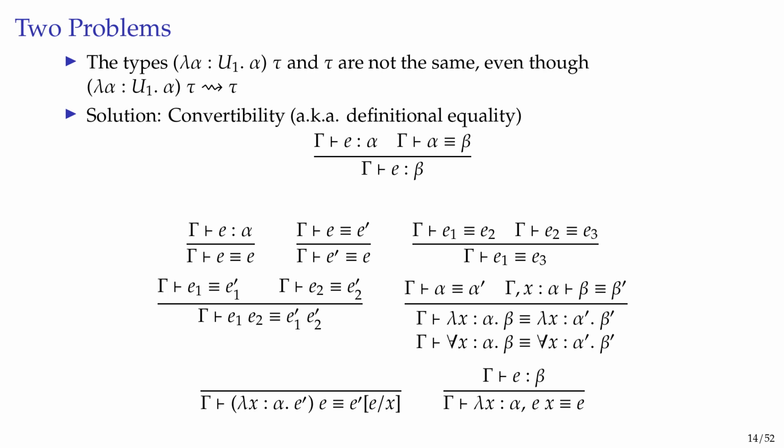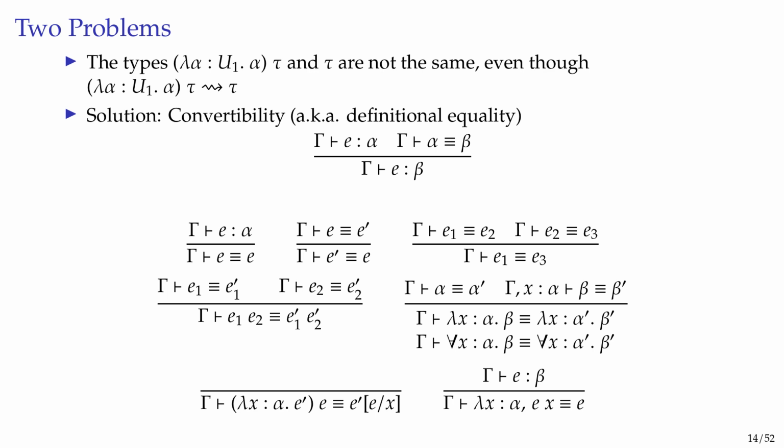So we want a term to be related to itself. We want it to be an equivalence relation. We want it to be a congruence, so it factors through all the operations. And then here we have two interesting rules. This one is called the beta rule. It says that we can apply a lambda to an argument and then it substitutes into it. And this one is called the eta rule.